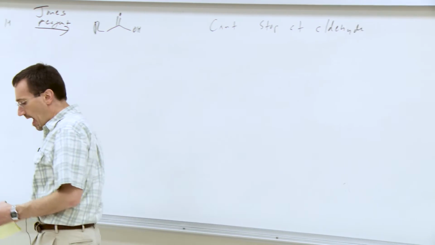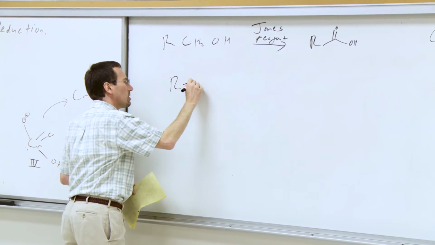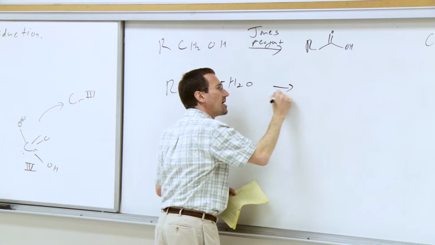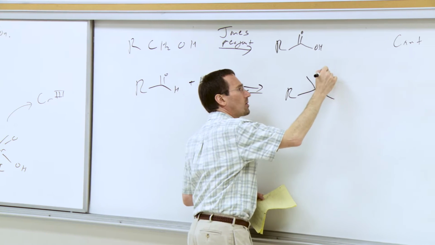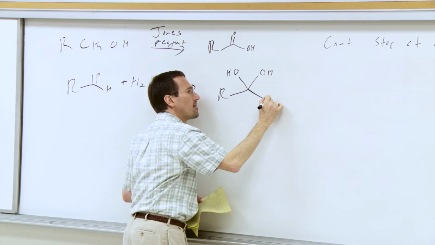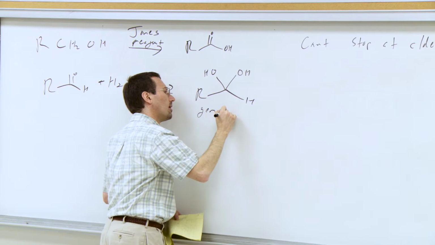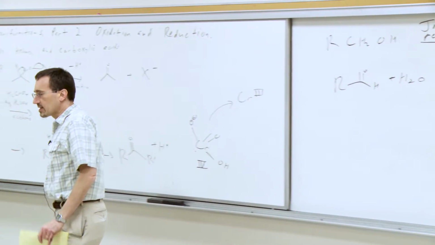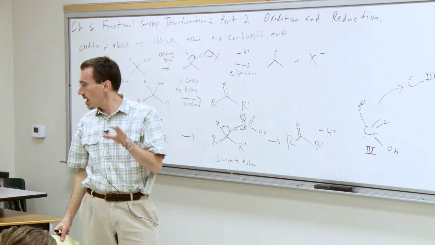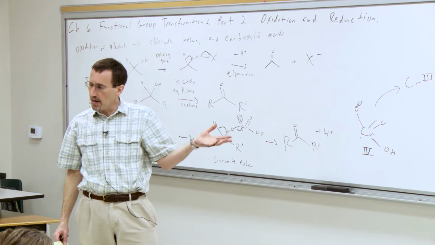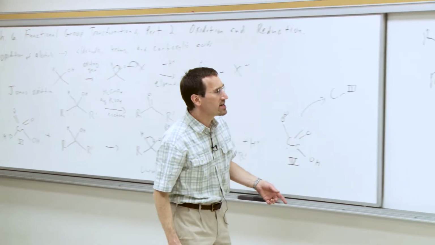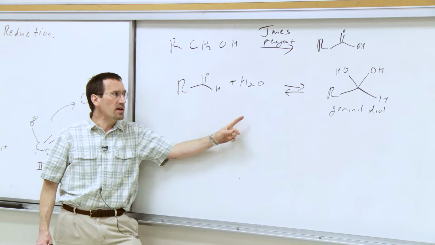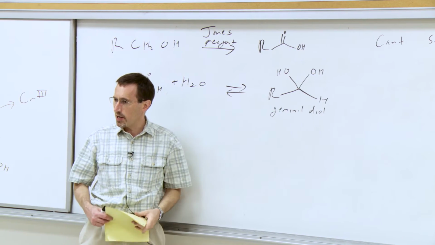The problem is that the aldehyde under aqueous acidic conditions forms the hydrate. So I'll write aldehyde plus H2O is in equilibrium with the hydrate, the geminal diol. Geminal diols in general, with the exception of a few compounds, aren't stable compounds that you can put in a bottle. They're in dynamic equilibrium with the aldehyde. If I try to distill or isolate the geminal diol, I lose water. It goes back to the aldehyde. But nevertheless, it forms transiently as the geminal diol.